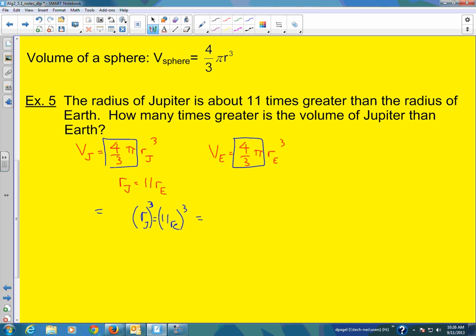And that means I have 1,331 times larger. So that's how many times greater our volume would be, Jupiter to Earth, simply looking at the radius and cubing that.